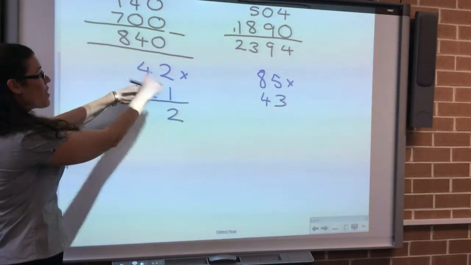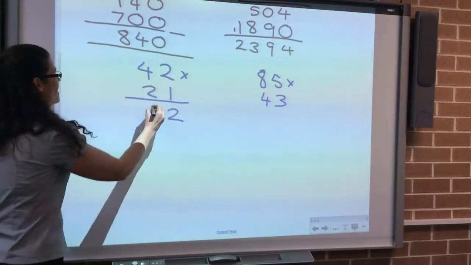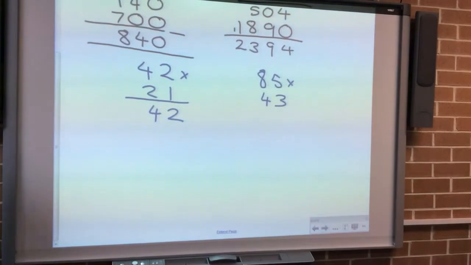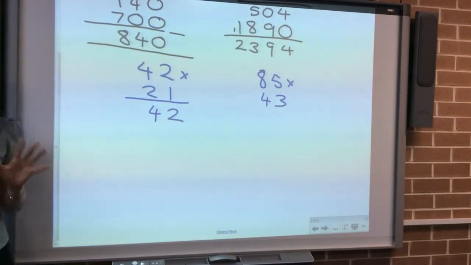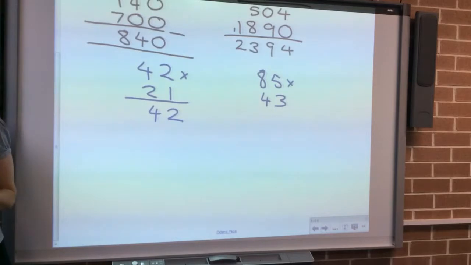Now we're going to do 1 times 4. 1 times 4 is? 4. So that shouldn't be taxing your brain that much. So we've done our 1 times. Now this is where a lot of people are getting confused. This 2 is not a 2. What is it? It's 20.